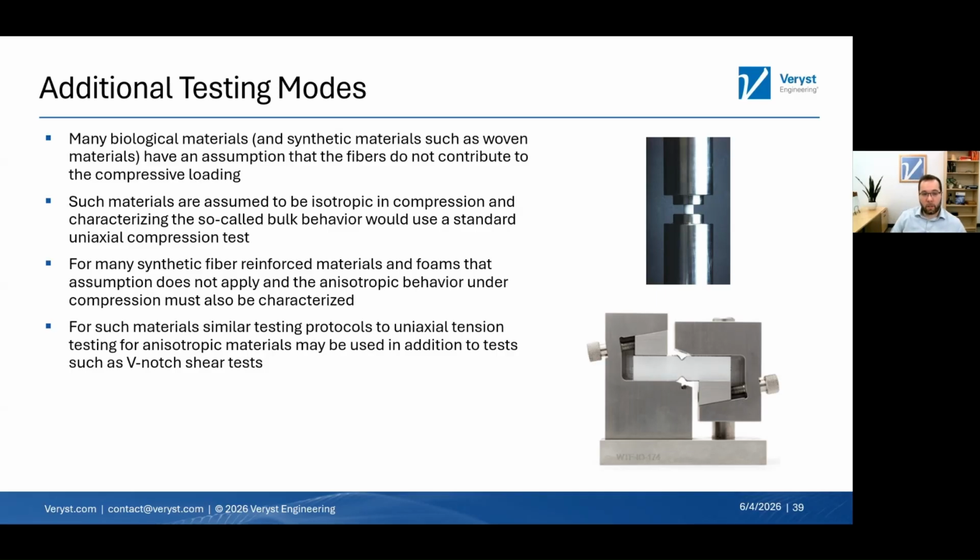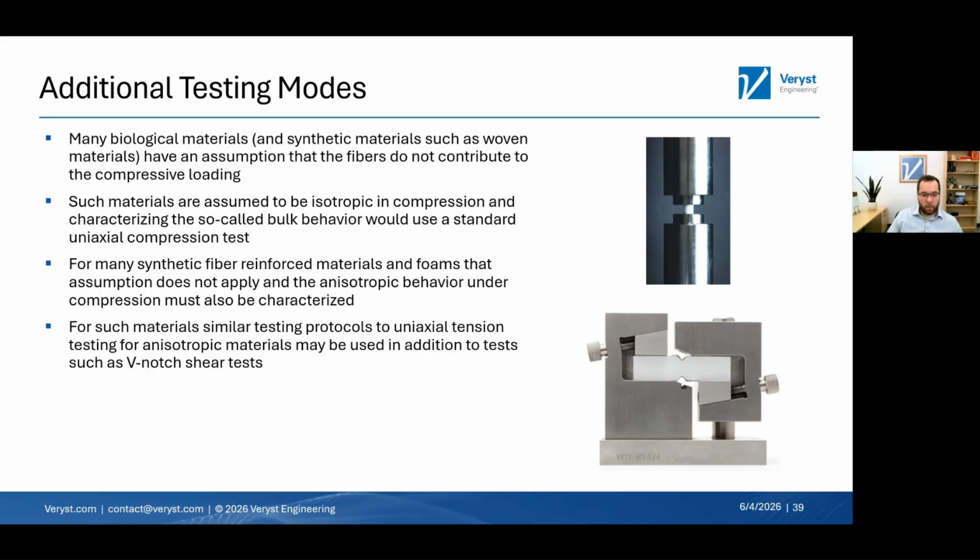Additional testing modes. Many biological materials, and synthetic woven materials such as fabrics, have an assumption that the fibers do not contribute to compressive loading. And so for these, isotropic compression testing is really only used to characterize the so-called bulk behavior. However, for many synthetic fiber reinforced materials or synthetic anisotropic materials and foams especially, that assumption does not apply, and the anisotropic behavior has to be characterized in compression as well as tension. Although that is varied by your use case as well. If you're only using the thing in compression, you can likely get away with characterizing only the compression.